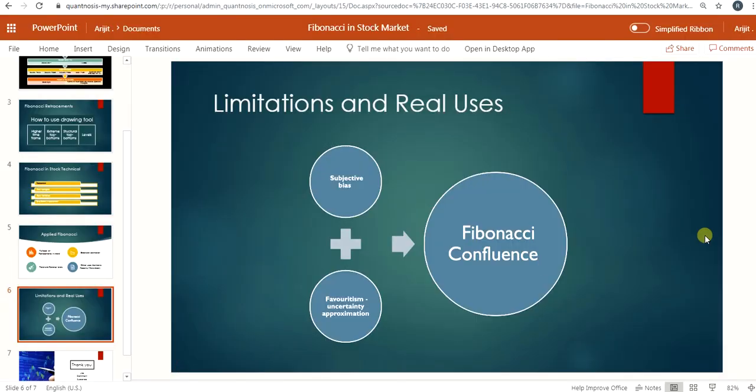So in the next part, you are going to use the Fibonacci in real life by using a Fibonacci level together with another form of technical analysis. So that's the bottom line.